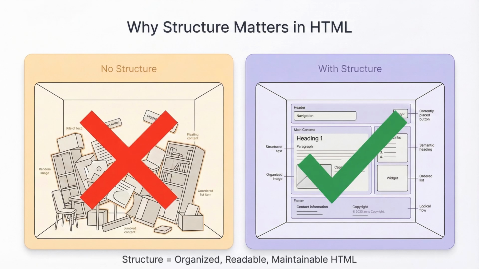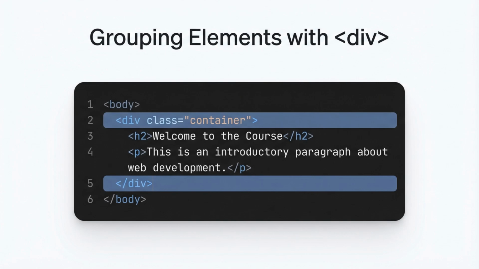Structure in HTML isn't just about aesthetics. It's about making your code organized, readable, and maintainable. When you or someone else comes back to edit the page later, a well-structured document makes it immediately clear what belongs where. So how do we actually create this structure?